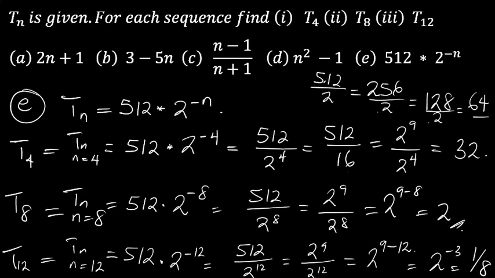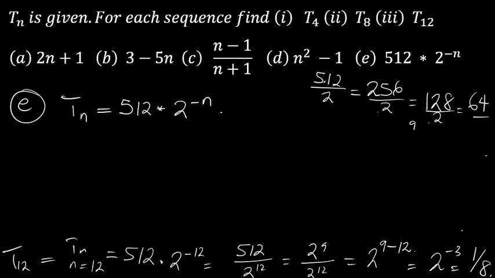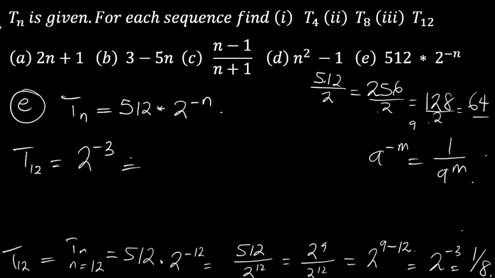So this will give us 1 all over 8, because 2 to the power 3, let me clean here so that we get to understand it well. Now, the 12th term is equal to 2 to the power minus 3, because 2 to the power 9 minus 12 is 2 to the power minus 3. According to the law of indices, a to the power minus n is the same thing as 1 all over a to the power n. So applying that here, you have 1 all over 2 to the power 3, which is 1 all over 8. So that is it finally. So that is how we got this.